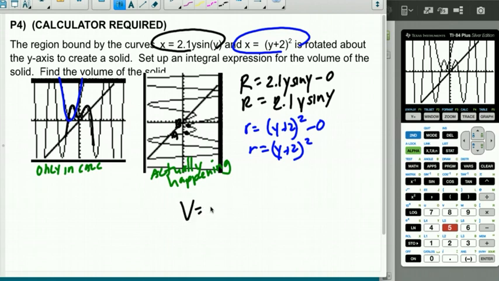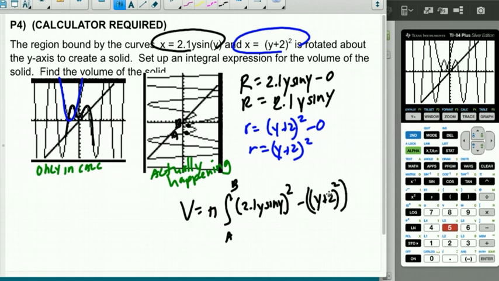So my volume is going to be pi times the integral from a to b of my big R squared, which is going to be the 2.1 y sine of y quantity squared, minus my little r squared, which is going to be y plus 2 squared squared, or you could write it as y plus 2 to the fourth, with respect to y. And then I just need to find a and b.